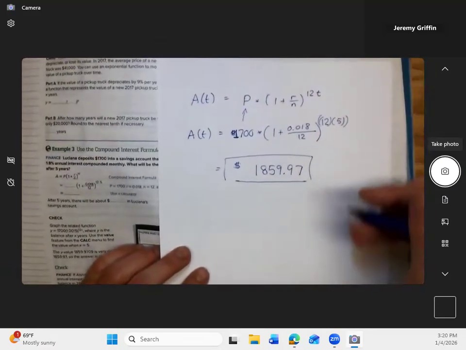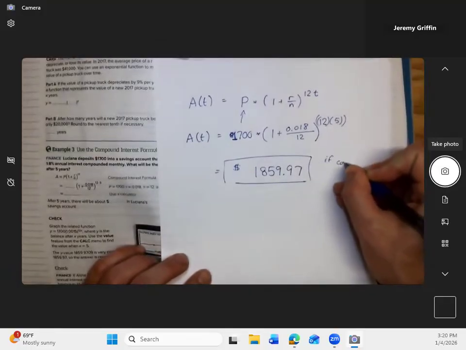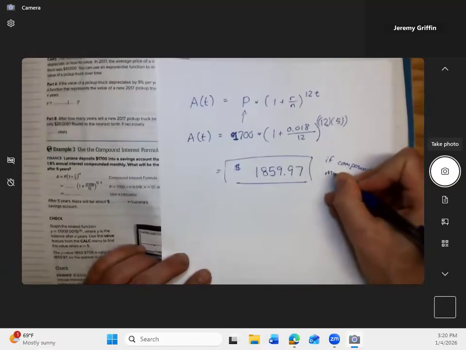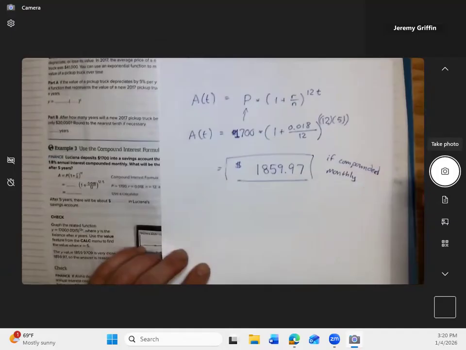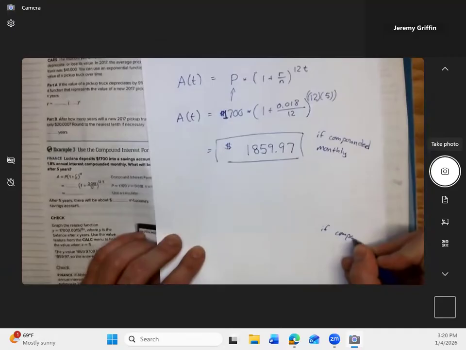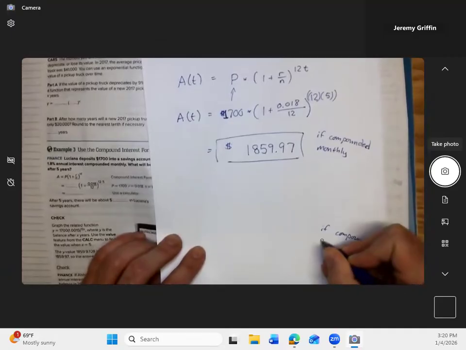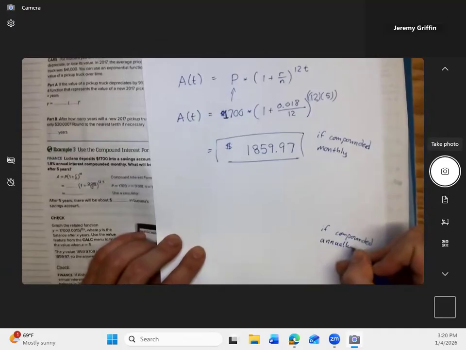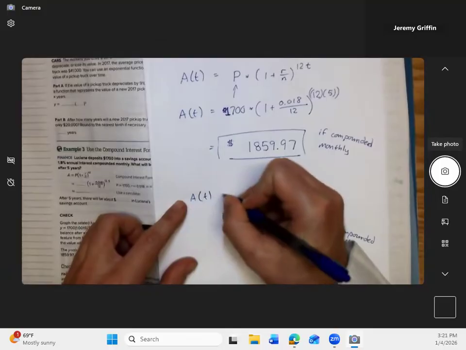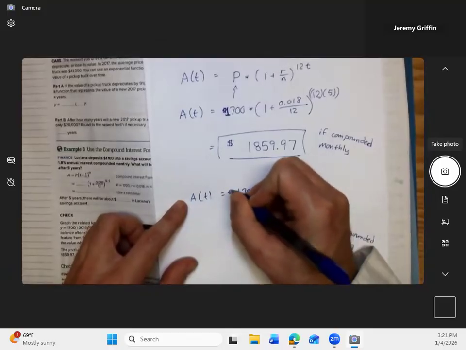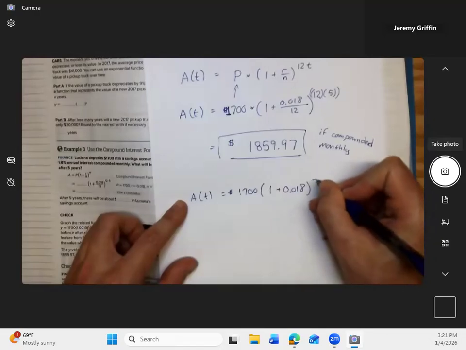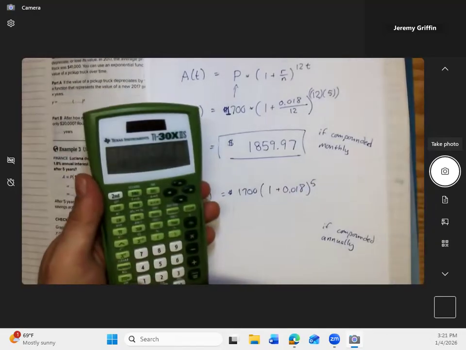Side thought here: what if this had not been compounding monthly? What would the difference be? Let me do a little math here. If compounded annually, I wonder what it'd be. That would be $1,700 times 1 plus 0.018 to the power of 5, for 5 years. Let's see what that would be.